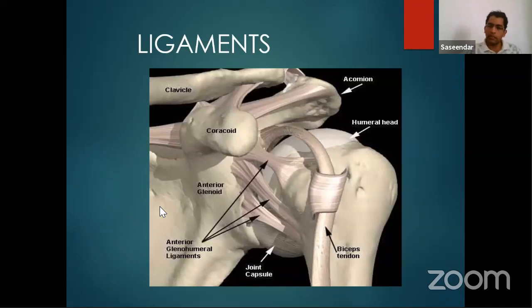You also have numerous ligaments. The most important are the glenohumeral ligaments. You have the superior, middle, and inferior glenohumeral ligament. Of these three, the inferior glenohumeral ligament is the most important and the largest structure. In addition, you also have the ligament from the coracoid to the humerus, called the coracohumeral ligament. It partially contributes to glenohumeral stability. It is also very important for the stability of the biceps tendon. In other words, it prevents instability of the biceps tendon from the bicipital groove.